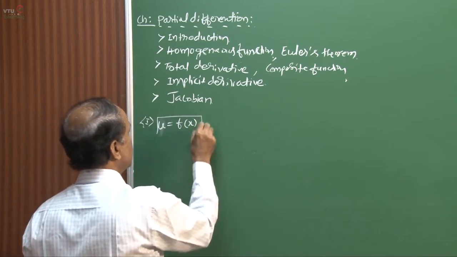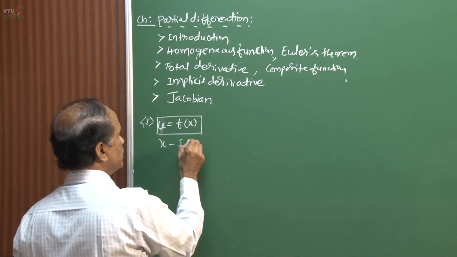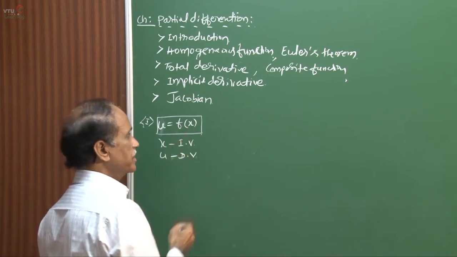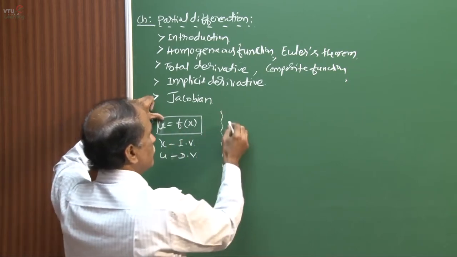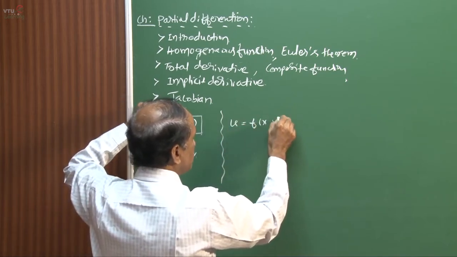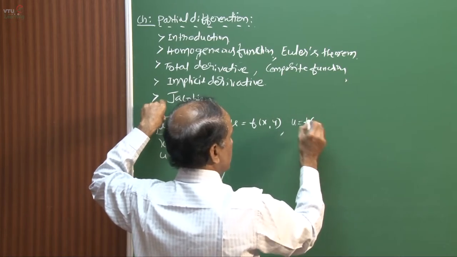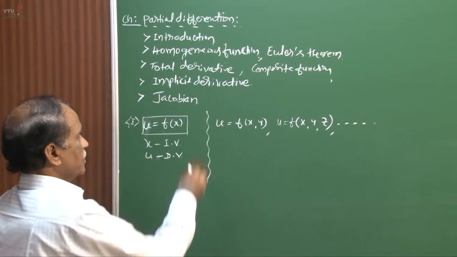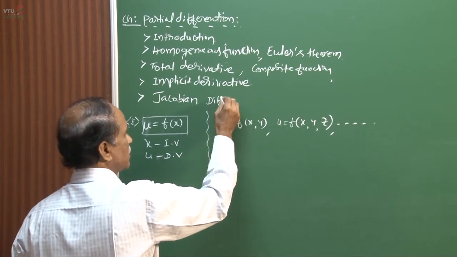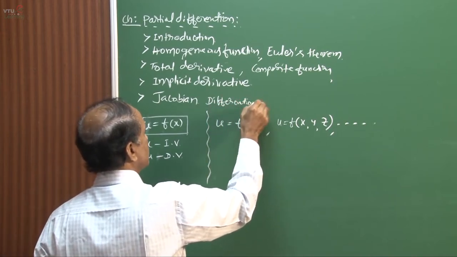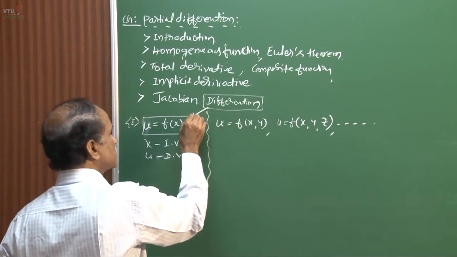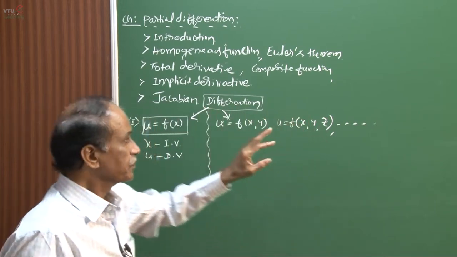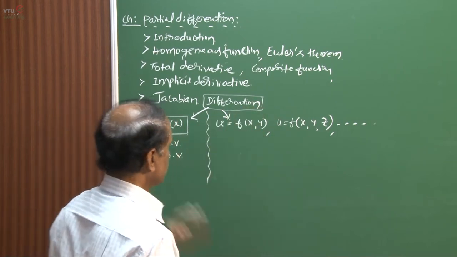This is a function of a single independent variable. That means x is the independent variable and u is the dependent variable. On the other hand, we are studying u is equal to f of x comma y, u is equal to f of x comma y comma z, and so on. So this differential calculus, differentiation, is the main heading. It takes a single variable, it takes double variables. Up to single variable we studied in the previous lecture. Now the double variable and triple variable we are going to study.